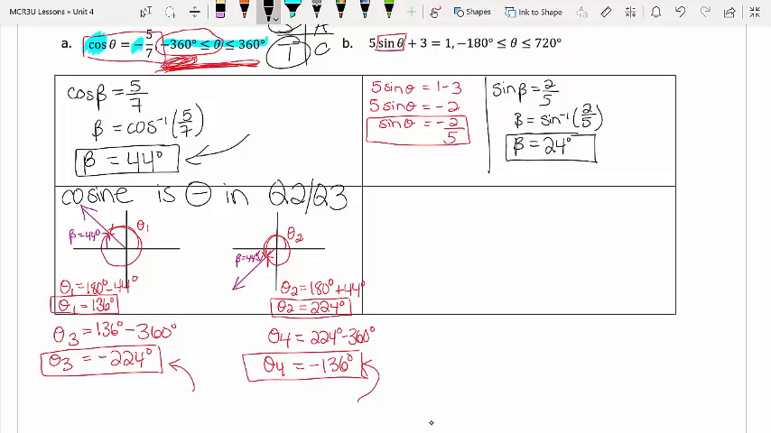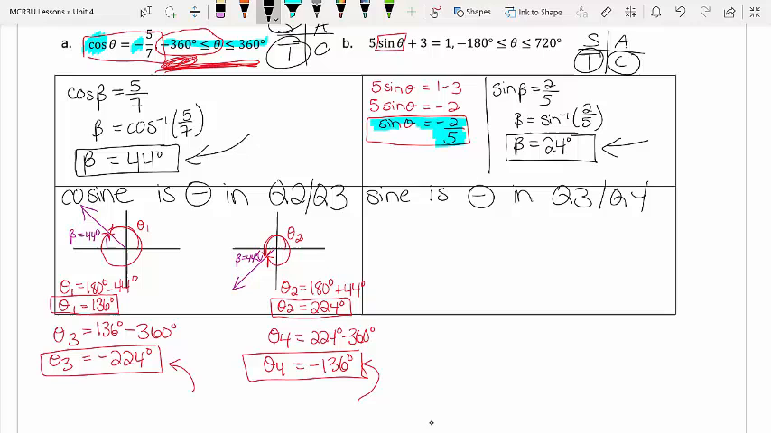So let's go back to our original ratio, so this guy here, and let's ask ourselves, which quadrants is sine negative in? Sine is negative in quadrant 3 and quadrant 4. So let's go ahead and draw a terminal arm in quadrant 3 and quadrant 4 with a related acute angle of 24 degrees. Okay, so I have a terminal arm in quadrant 3 with a related acute angle of 24 degrees, and I have a terminal arm in quadrant 4 with a related acute angle of 24 degrees.